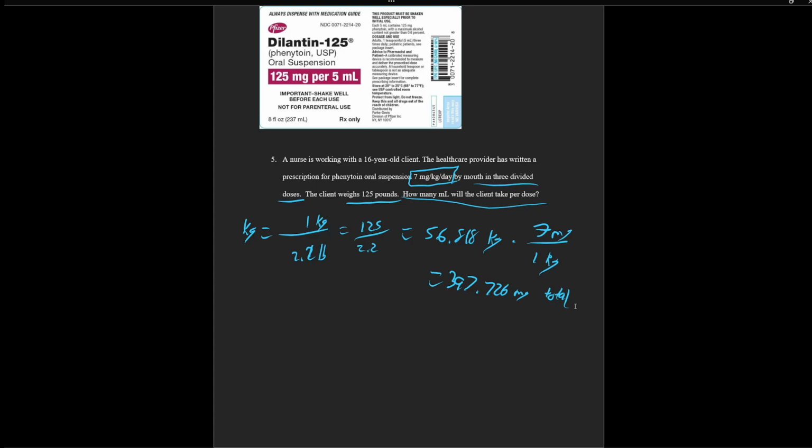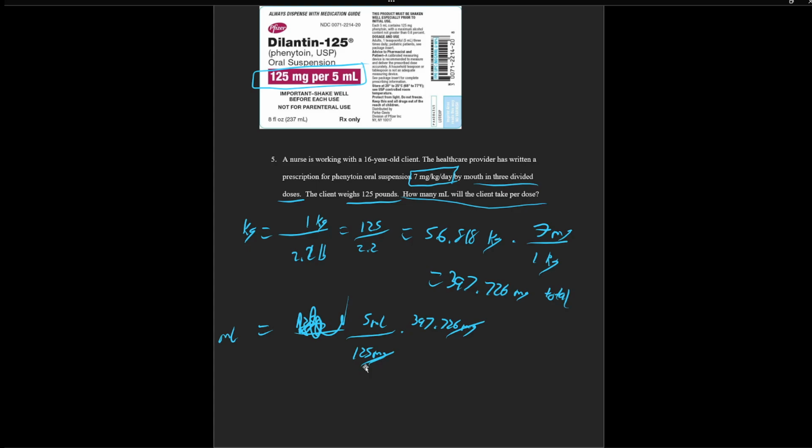3 doses. So if we look back on the question, we have our concentration, so we can go ahead and figure out how many milliliters that's going to be. We know that we have 5 milliliters over 125 milligrams times 397.726 milligrams. Those milligrams are going to cross out.